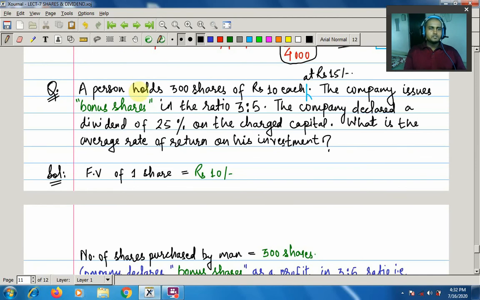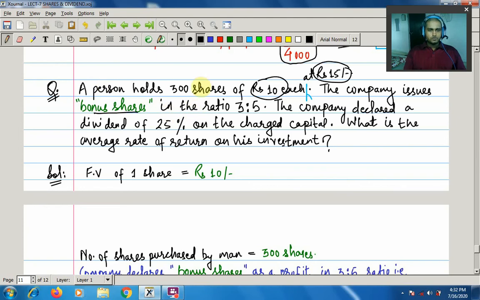A person holds 300 shares of rupees 10 each at 15 rupees. So this statement says that 300 shares that costs him 15 rupees, and this rupees 10 is face value. Okay. The company issues bonus share. What is bonus shares here? Bonus shares is kind of profit of the shareholders. So dividend and bonus shares are the two types of profit in share market.